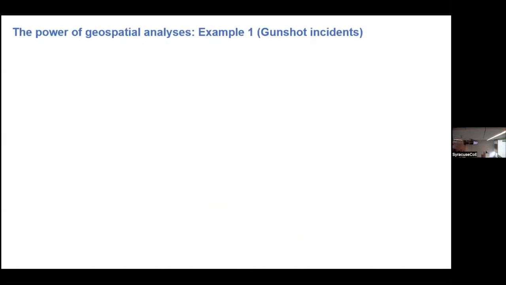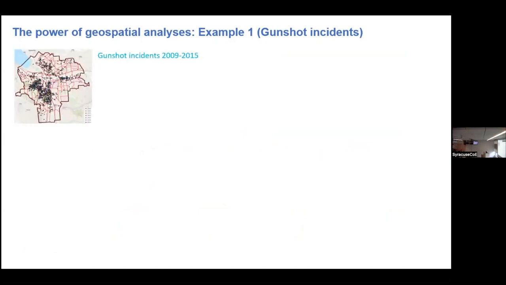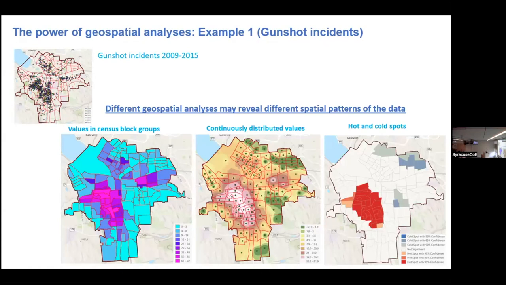And the last thing I want to mention a little bit is I really want to give you an idea. I have the sense not all of you are convinced that geospatial patterns and relationships are useful. So I want to use two examples to quickly give you the idea why I think geospatial patterns and geospatial analysis are powerful. The first one is gunshot incidents in the period 2009 to 2015. Now, what I showed you are three different types of geospatial analysis. The first one is a commonly used one. You get the number of incidents in each census block group and you show them. You see visually the spatial patterns, right?